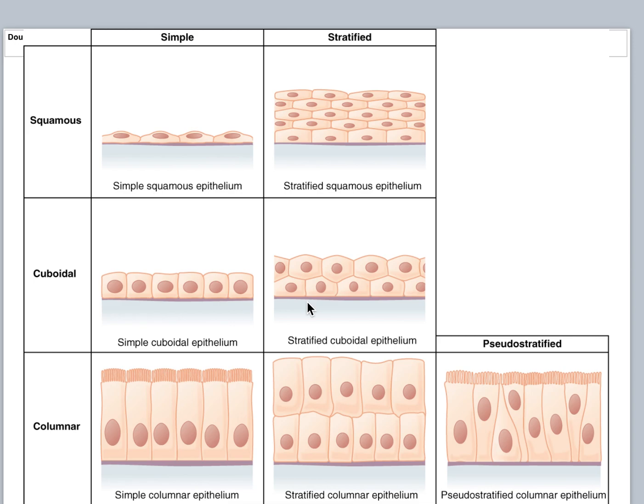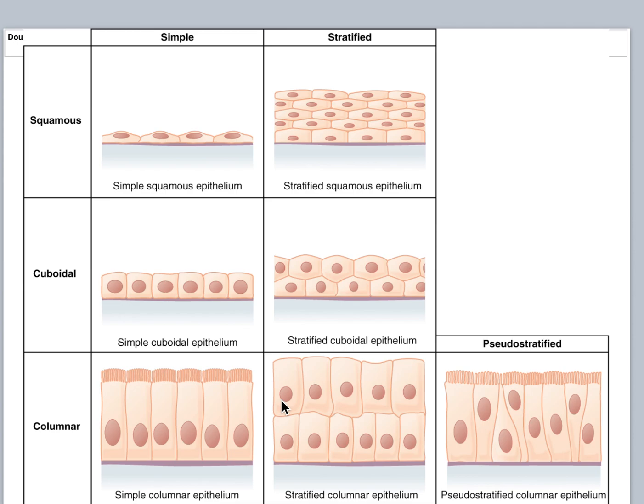So when you put these together, we have different classifications of epithelial tissue. There's simple squamous epithelium, which is a single layer of flat cells. We have stratified squamous epithelium, which is multiple layers of flat cells. We have simple cuboidal epithelium, which is a single layer of cuboid-shaped epithelial cells. And then we have stratified cuboidal, which is more than one layer of cuboidal-shaped cells. We have simple columnar epithelium, which is a single layer of column-shaped cells. And we have stratified columnar epithelium, which is multiple layers of column-shaped cells.